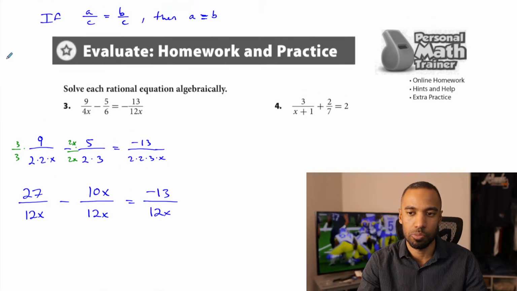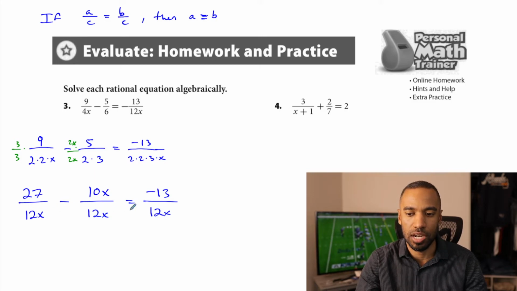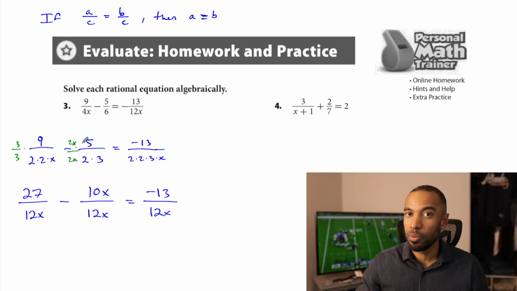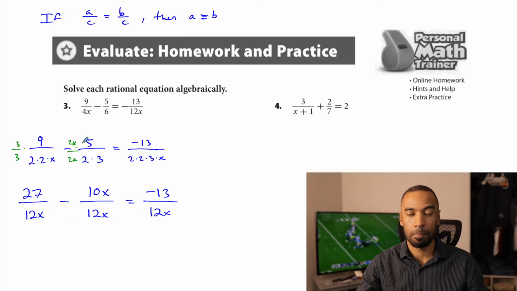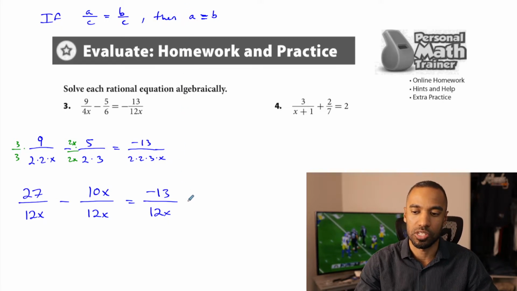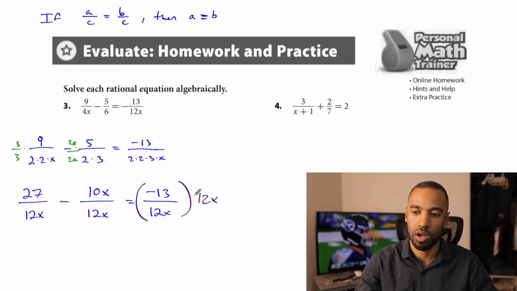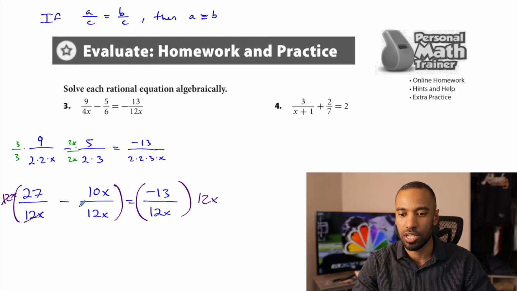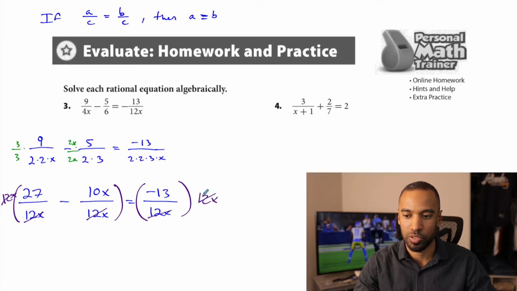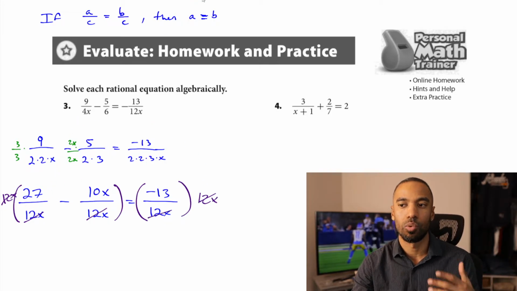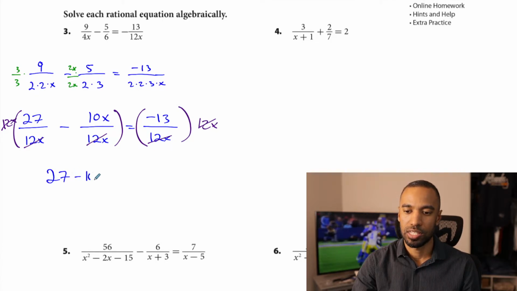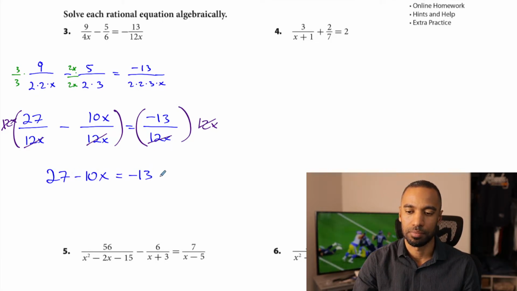Here was the idea with this property that we used. Now we have a common denominator and an equal comparative value. If everything is divided by the same thing, I could multiply both sides by 12x. And what's going to happen is, if I multiply this by 12x and multiply this by 12x, 12x divided by 12x is gone, 12x divided by 12x is gone, 12x divided by 12x is gone. You're left with just what was left on top, which is 27 minus 10x equals negative 13.